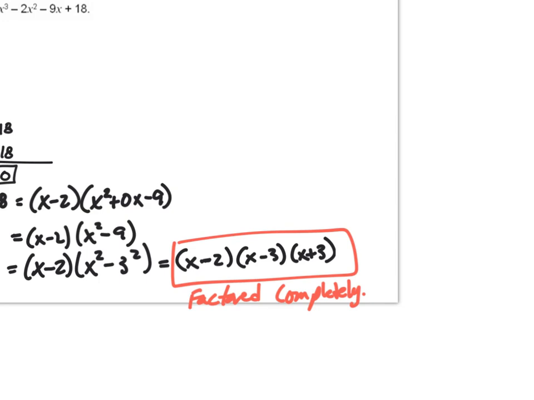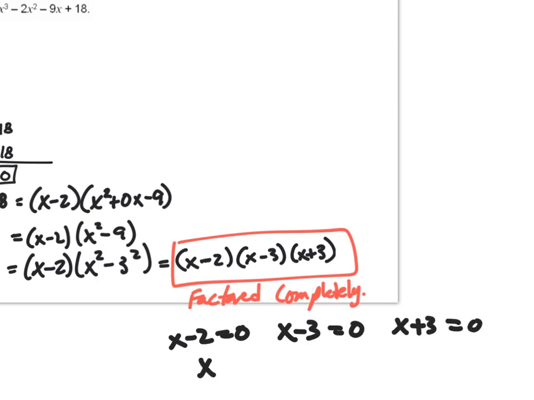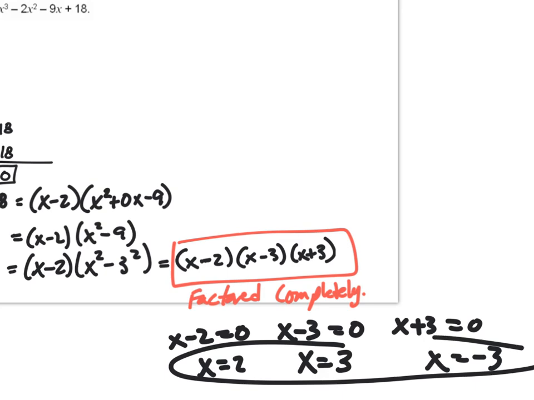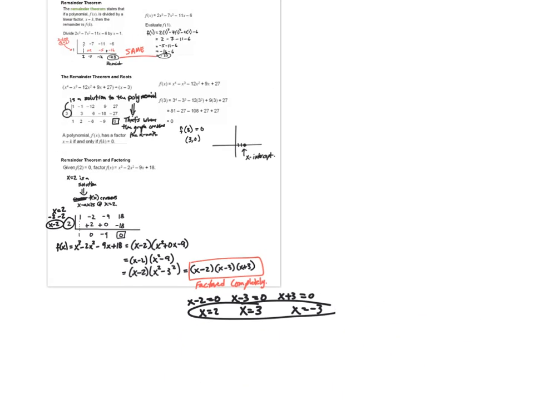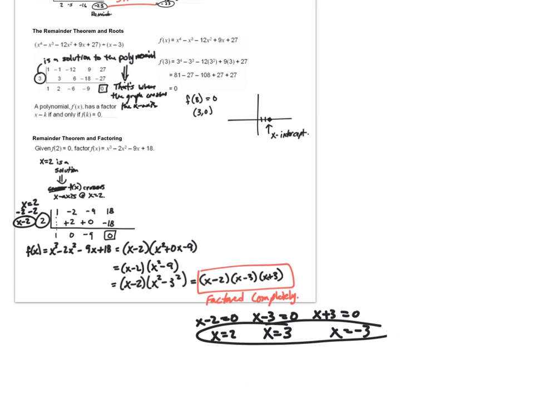The point is that once you do this, you can solve and find the x-intercepts. If you take x minus 2 and set it equal to 0, x minus 3 equal to 0, and x plus 3 equal to 0, you get x equals 2, x equals 3, and x equals -3. Now I'm going to graph the original polynomial and see where it crosses the x-axis. I'll bet you $100 that it's going to be at 2, at 3, and -3.